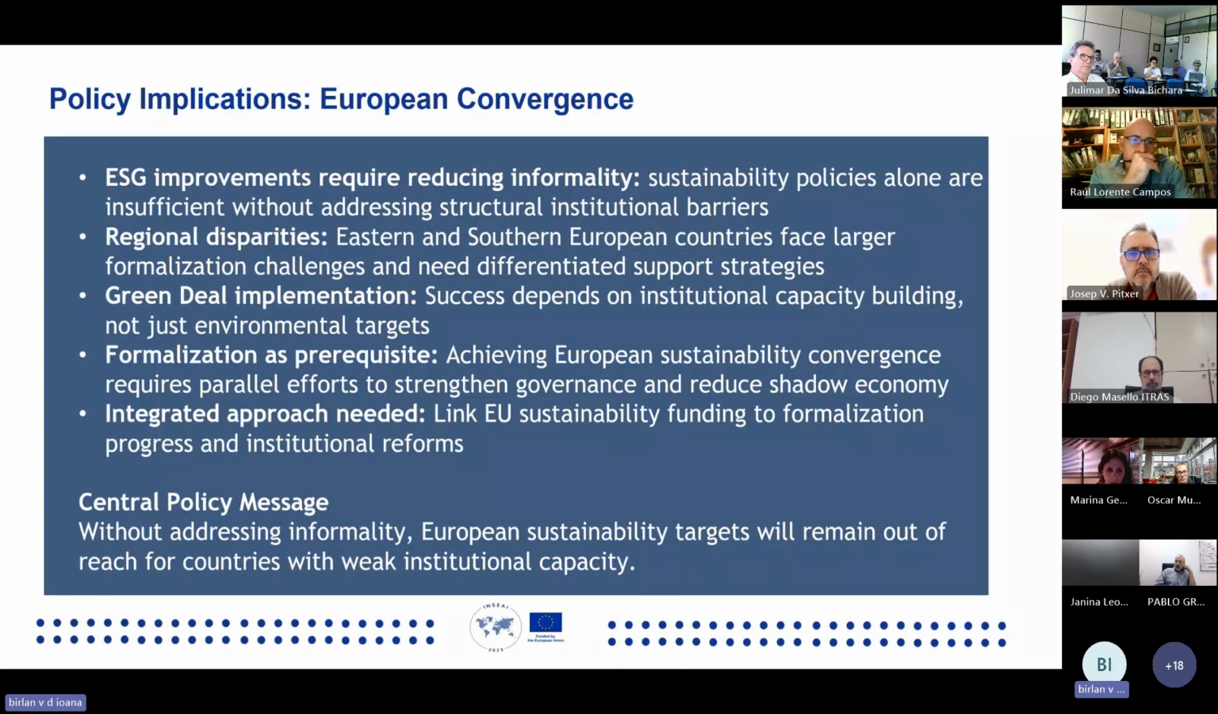The policy implications are pretty clear: without addressing informality, European sustainability targets will remain out of reach. Countries with weak institutional capacity, like Eastern and Southern European countries, face larger formalization challenges, and they really do need differentiated support strategies.